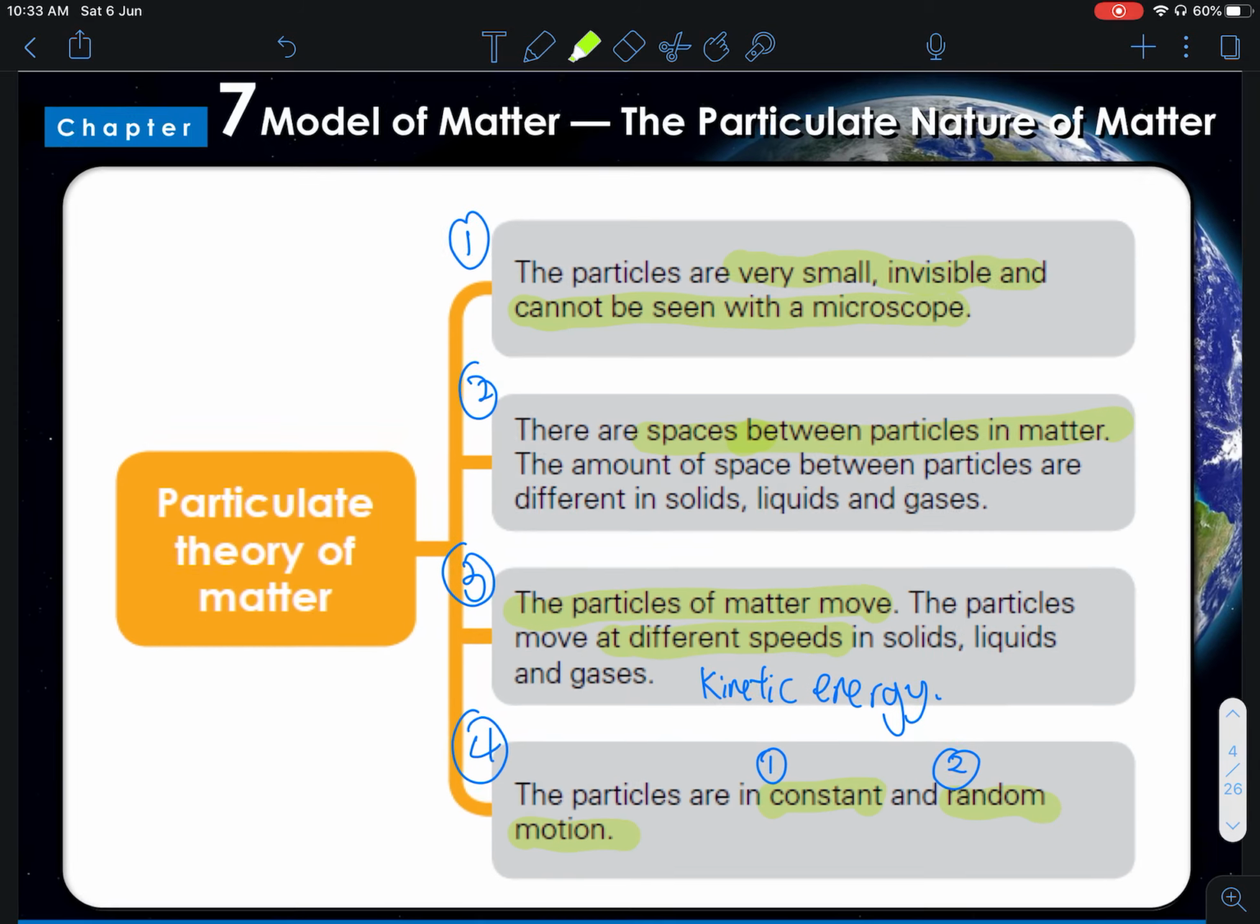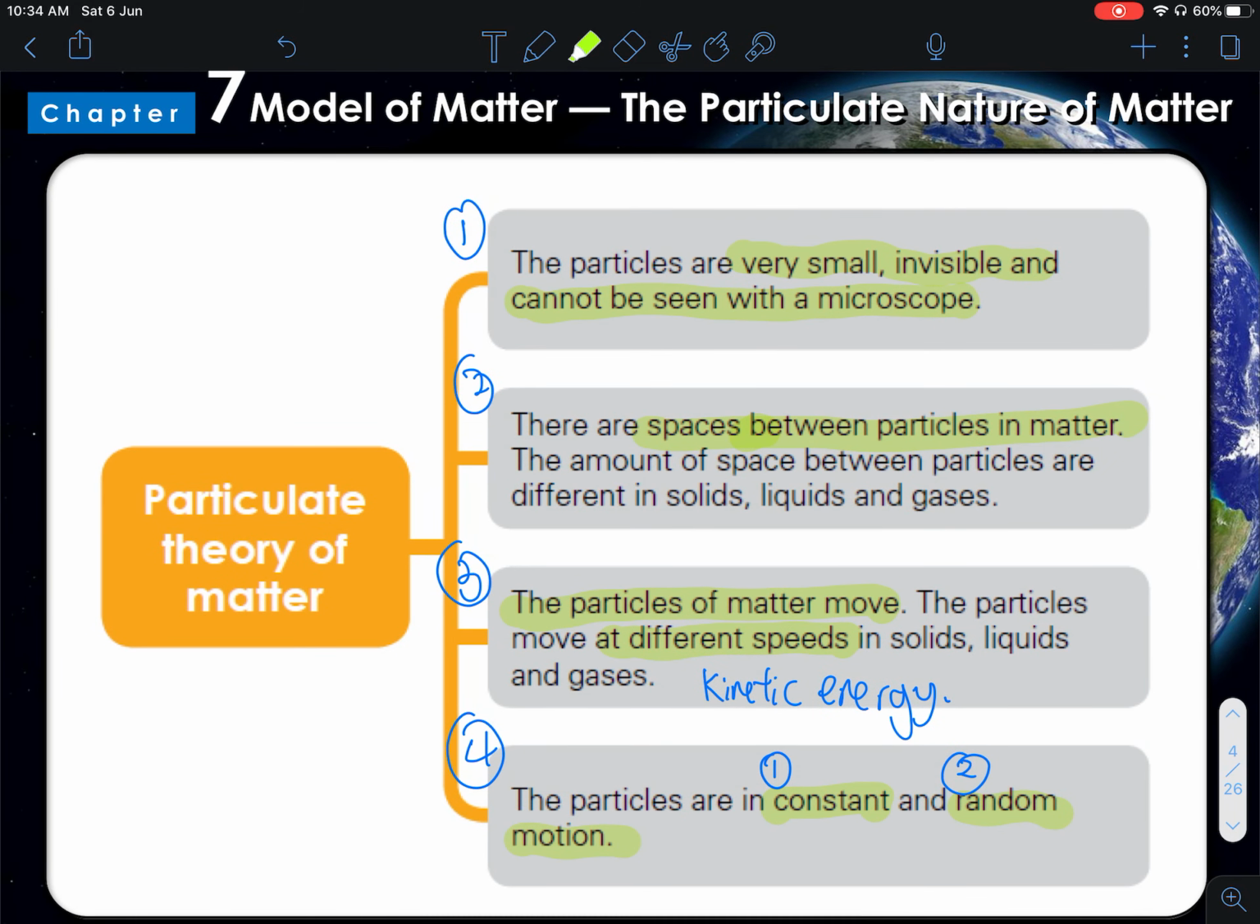So the particulate theory of matter follows four main principles. The first one is that particles are very small and invisible. Now, when we say invisible, we do not say that it is transparent. We say that it is too small for the naked eye to see, even with the use of a microscope. So just take it that the particles are very small, but that doesn't mean they are non-existent. Something is just there, just that we couldn't see it with the technology we have now.